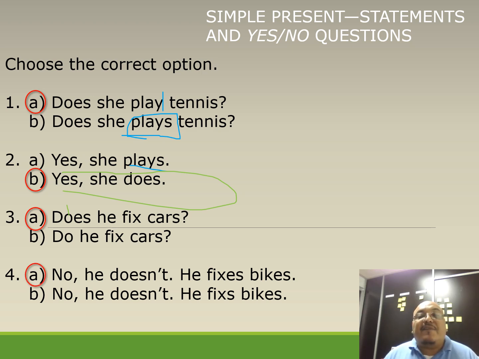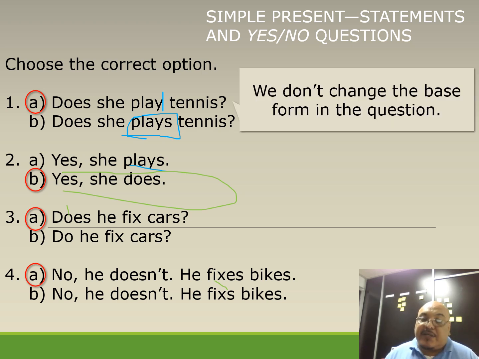No, he doesn't. He fixes bikes. Remember, when the verb ends with x, we need to add at the end only an e and an s because it's a grammar rule that we need to follow. Remember, every time you see it like this, it's going to be an easier way to understand and learn more. Okay, guys, see you next time.